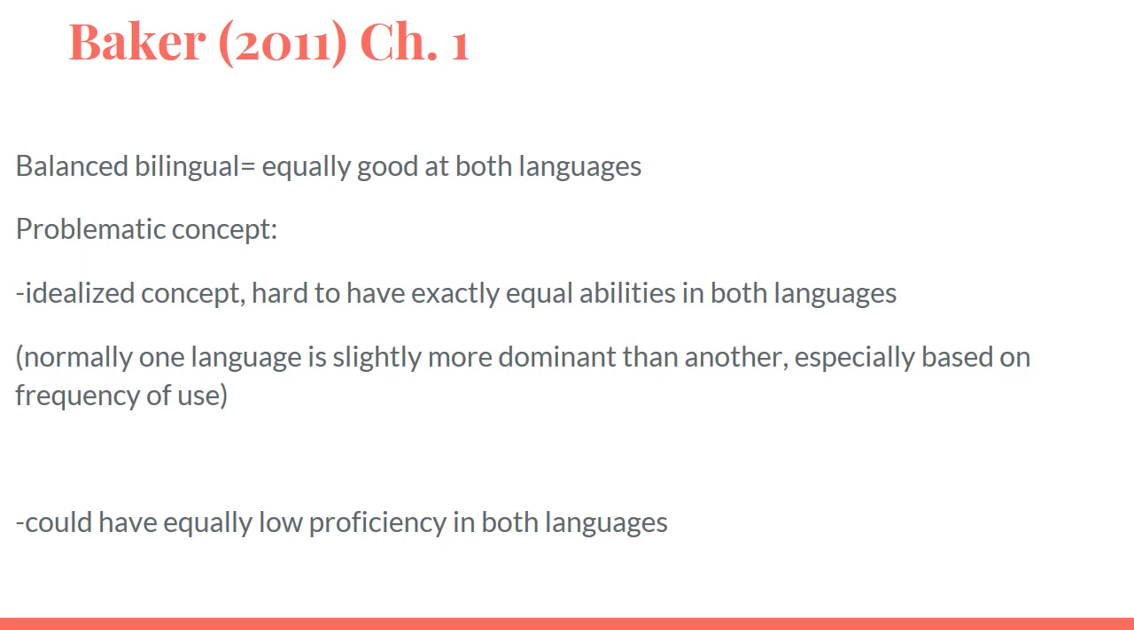Another problem with this concept is that it could be used to describe someone that has equally low proficiency in both languages. So if you were describing someone who had a very low ability in either language, you could technically call them a balanced bilingual because they have an equally low ability in both languages. And the problem with that was if you use that term balanced bilingual, it would almost sound like a positive thing that person has a very low proficiency in all the languages they speak.